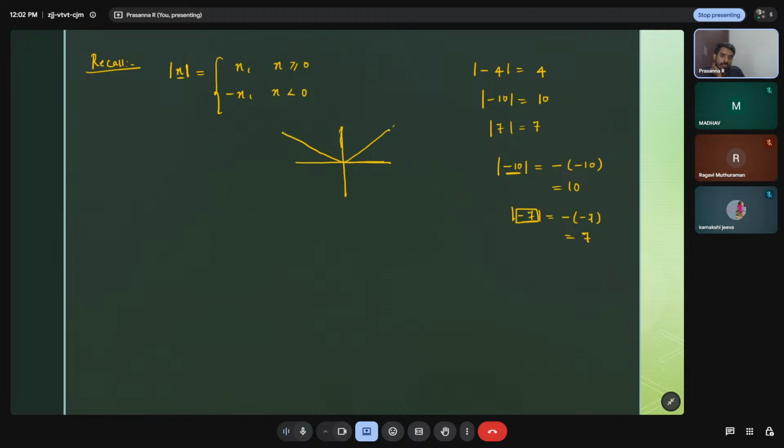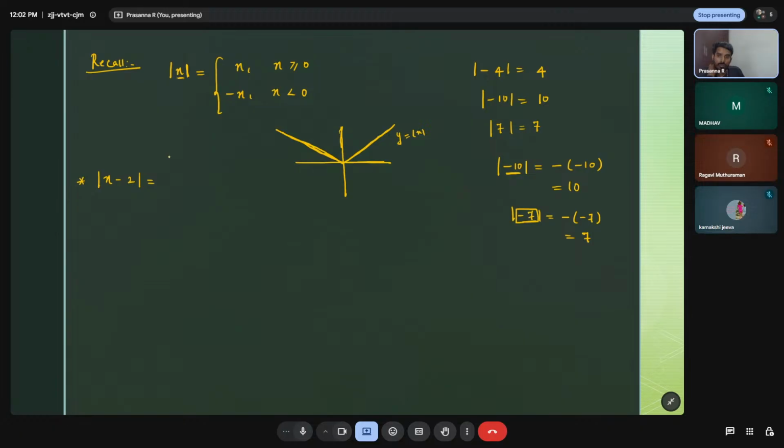This is a graph of y equals mod x, and this is a continuous function, because I can draw mod x without lifting the hand. And what is the definition of mod x minus 2?